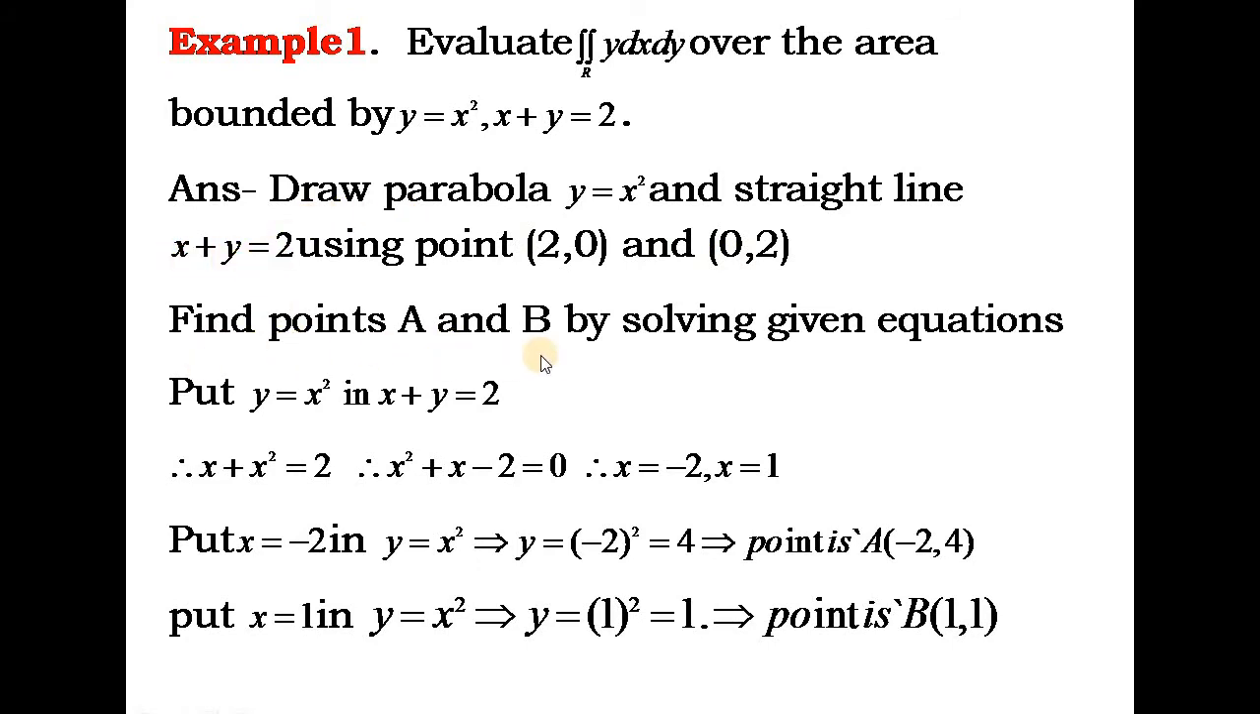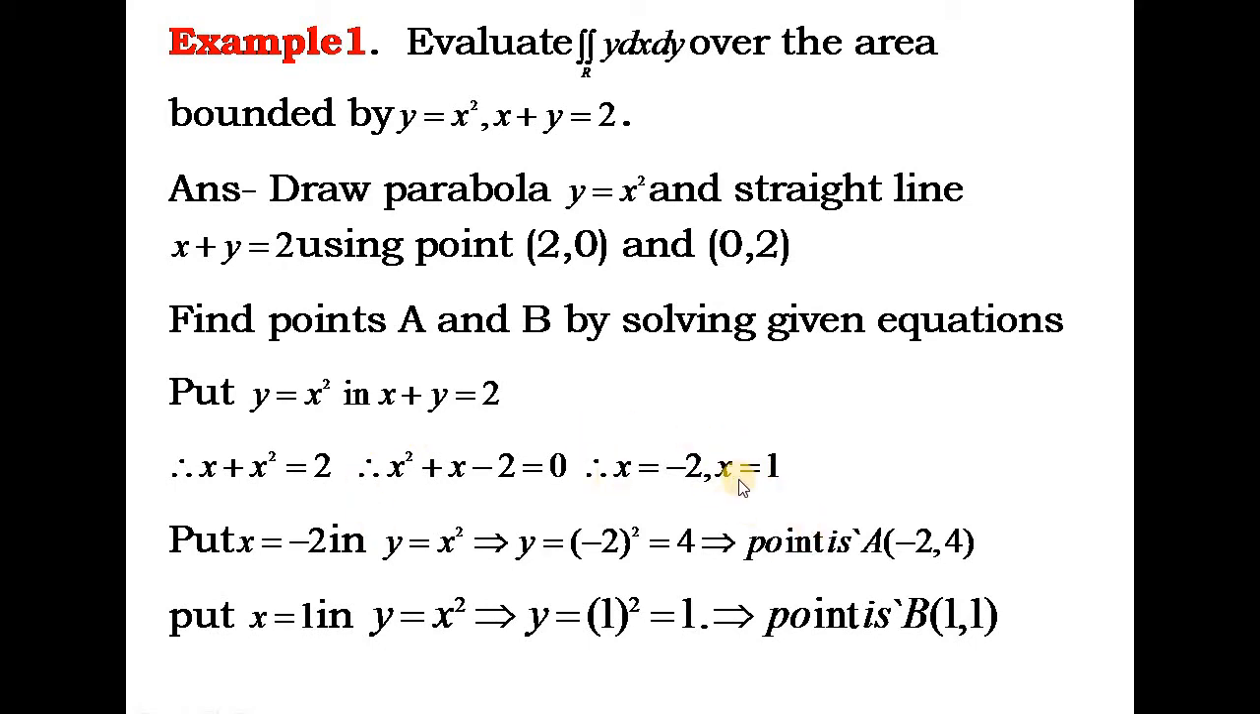Find intersection points A and B by solving given equations. Solve these two equations, then we get point of intersection. Put y equal to x square in x plus y equal to 2. So x plus x square equal to 2. This implies x square plus x minus 2 equal to 0. X values are minus 2 and plus 1. Plus 1 is in first quadrant, minus 2 is in second quadrant.